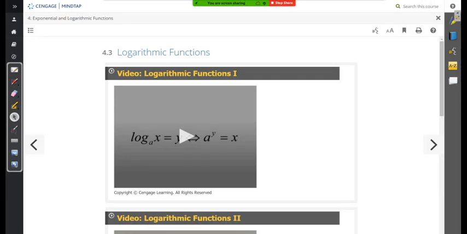Today is Chapter 4, Section 3, Logarithmic Functions.